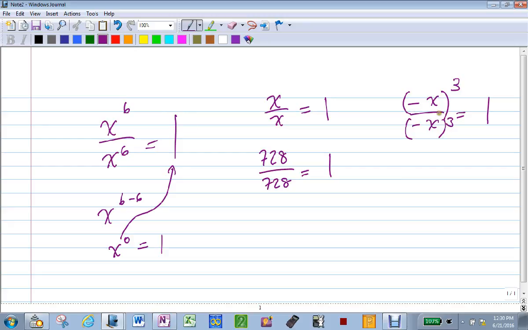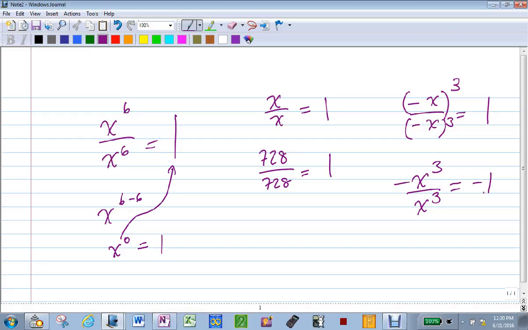The negative's included in the base, yes? Okay. But in this one, that negative is not included in the base because there's no bracket. So that is negative 1.